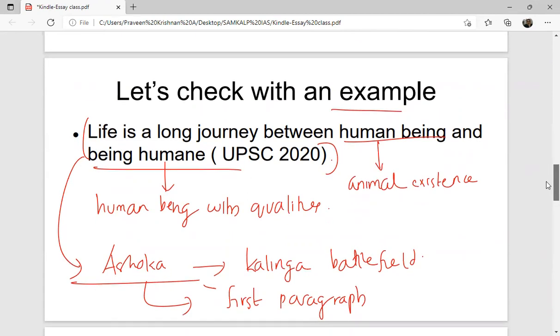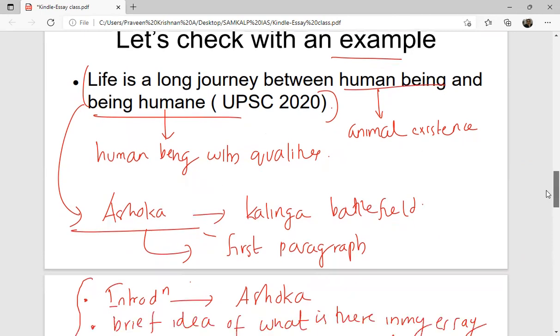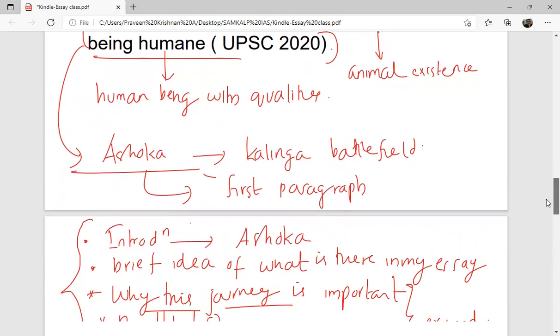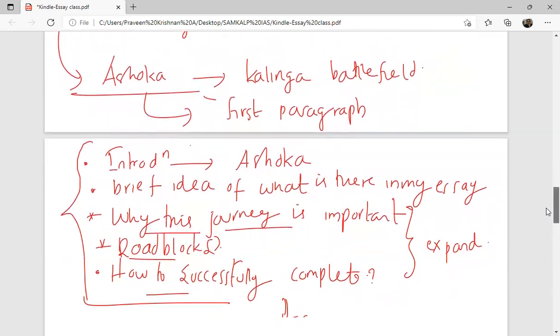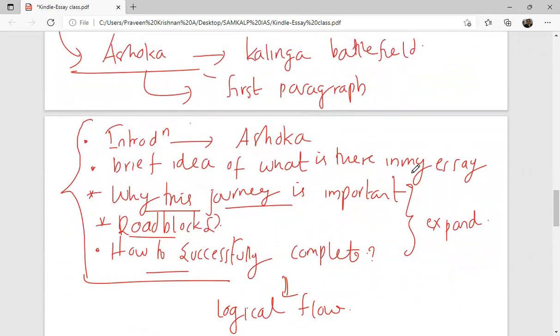I'll just summarize what I've just said. This topic is like a journey from being an animal to being an animal with humane qualities. As I said, you have to give a very catchy, dynamic or dramatic introduction. I started with Ashoka's story. That was my first paragraph. Then I briefed what is to be expected from the essay: this is our journey, and I'll first discuss the importance of this journey, then the roadblocks that we face, and then the solutions. I wrote like that.